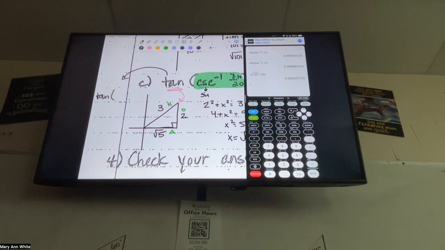So we're not going to do 1 over sine. Remember, we're going to flip the inside, the ratio, the parentheses. So we're going to go sine to the negative 1, and then instead of 3 over 2, we're going to flip that to 2 over 3. And that should be right.